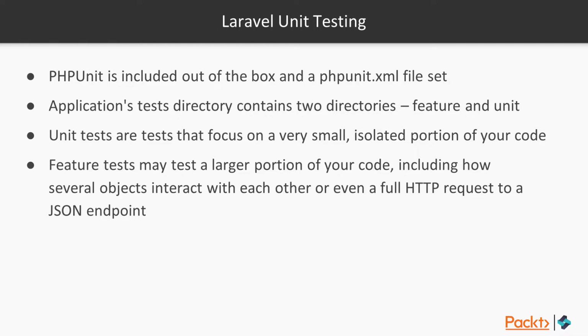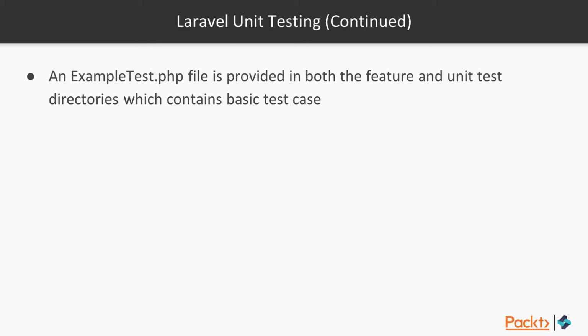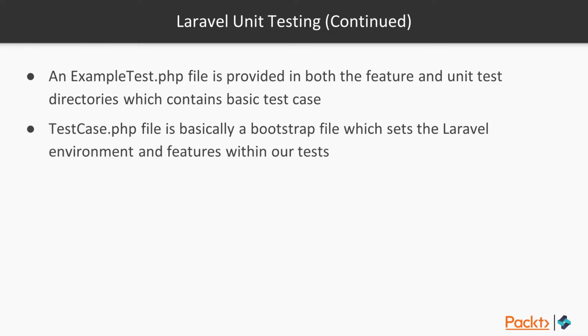The Unit folder focuses on small portions of the code that you want to test, and the Feature folder provides a larger portion of the code, maybe a full HTTP request that you want to test. By default, it provides you with an ExampleTest.php in both of these folders, which contains a basic test case. We also have TestCase.php, which is a bootstrap file.